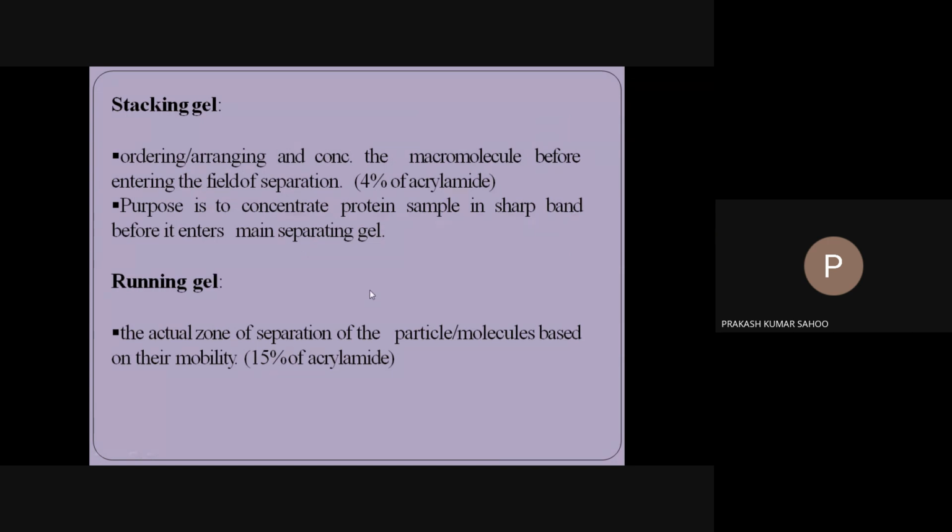Then the gel used in SDS-PAGE is stacking gel and running gel. Stacking gel is ordering, arranging, and concentration of macromolecules before entering the field of separation. Purpose is to concentrate protein sample in a sharp band before it enters the main separating gel. This is your stacking gel. There is orderly arranging and concentration of macromolecules. This is before entering the field of separation. And here 4% acrylamide is used. And here 15% is used for zone separation.